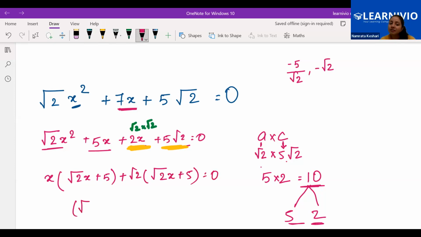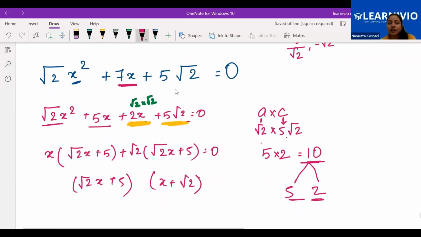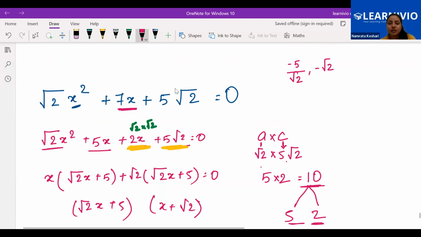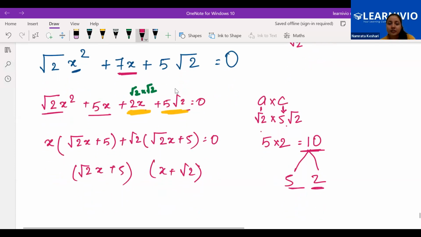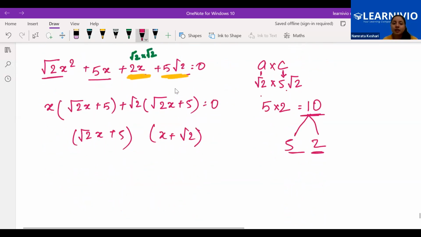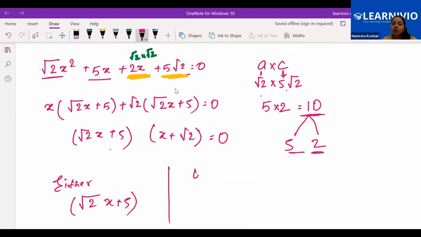What are we having in hand? Root 2x plus 5 and the other one is x plus root 2. From here we can see that we are getting x equals to minus 5 by root 2 and x equals to minus root 2. We will be taking either the first bracket is 0 or the second bracket is 0. I believe I have explained why we are going to take it like this. Why we are going to take it like this?